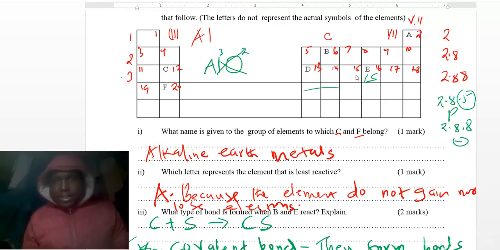The element is here because it was element G. So number 15 here, you write G. So they said you write it like this. So that's where that element is.